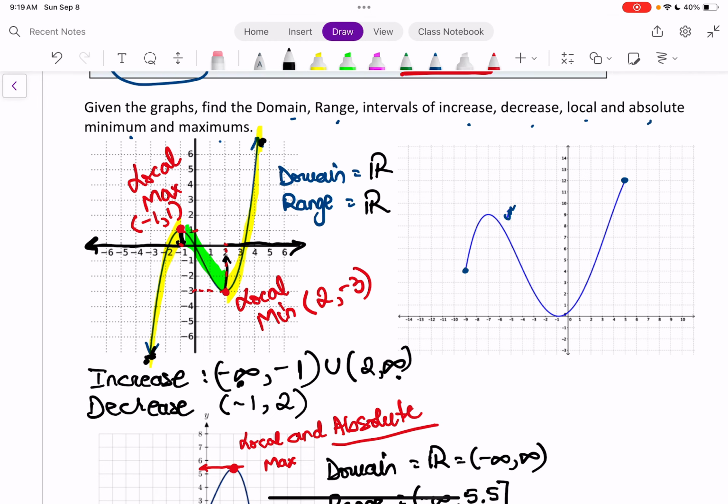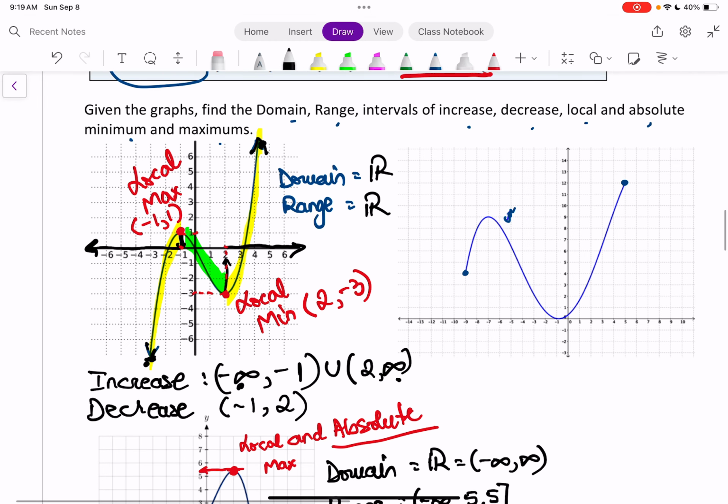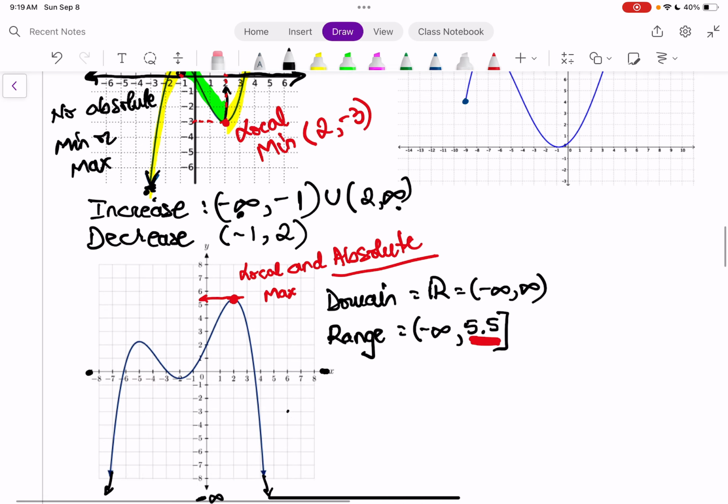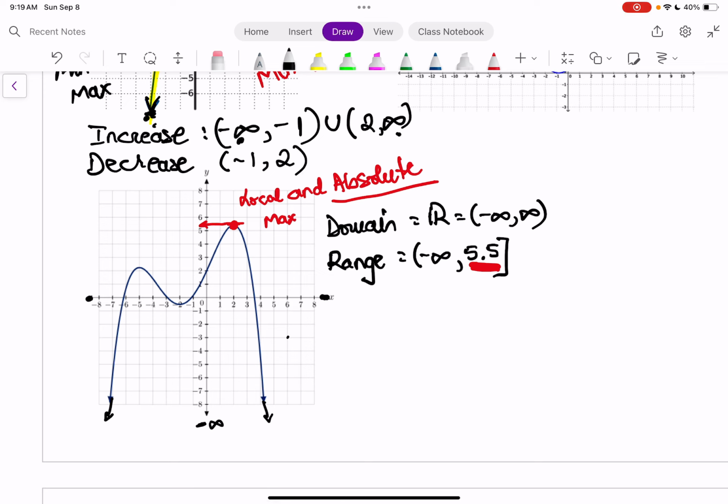Now, as you look at this graph before, there is no absolute min or max, because this graph keeps heading up, up, up, up, up, down, down, down, down, down. It's just never going to stop. Okay. So that's what an absolute maximum is. It's just no higher point on the graph than that.